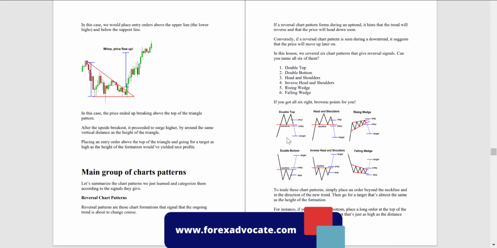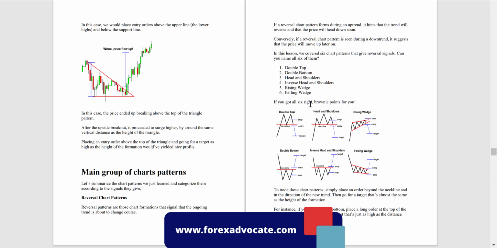So if you now group all the chart patterns that we have seen before, we group them into two. We will have the reversal chart patterns and the continuation chart patterns. In this lesson, we covered 6 chart patterns that give reversal signals. Can you name all 6 of them? Double top, double bottom, head and shoulders, inverse head and shoulders, rising wedge and falling wedge. All of them are under reversal signals.